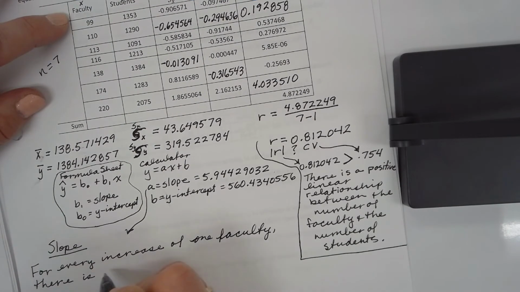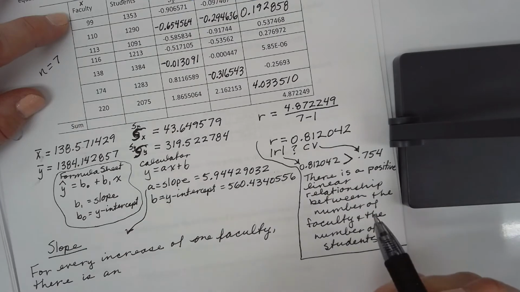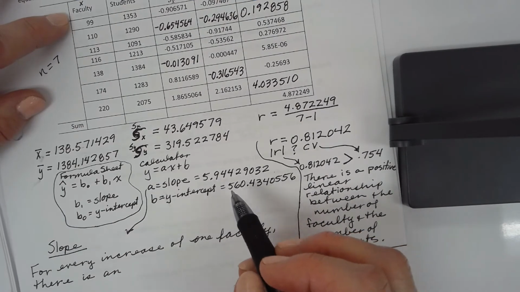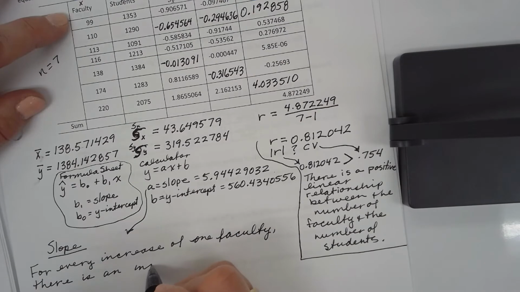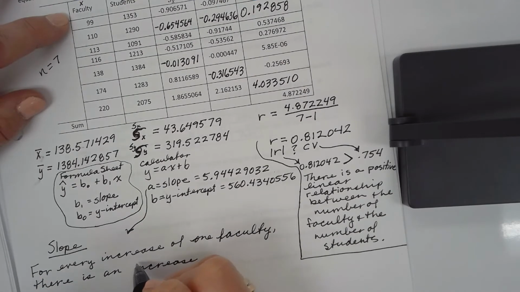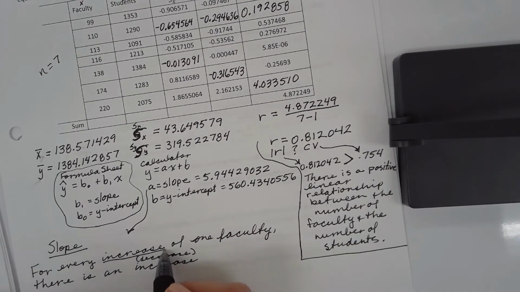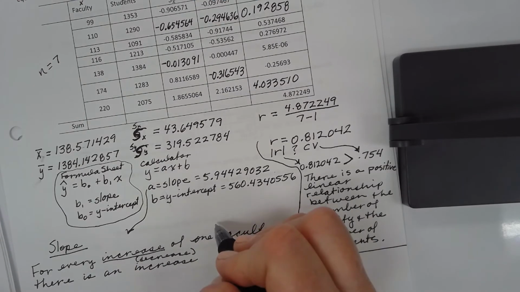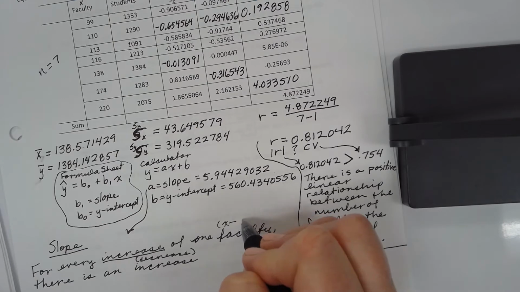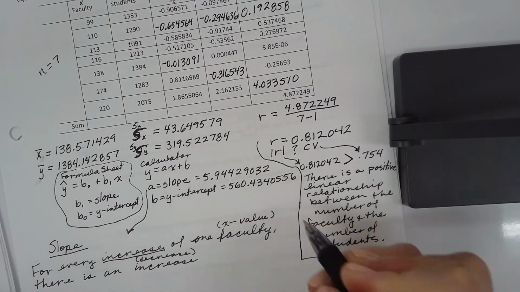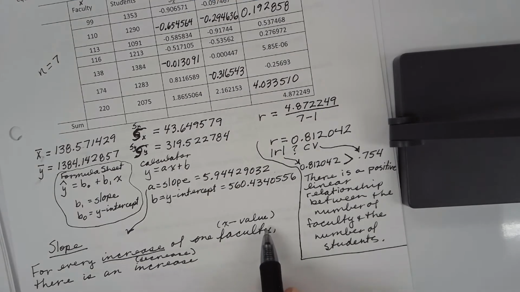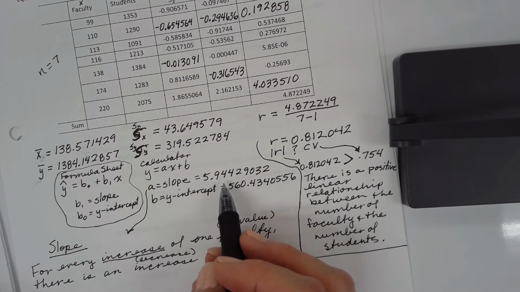there is an increase. Because the slope is positive, it's an increase. If the slope is negative, it's a decrease. So there is an increase. I'm going to go ahead and put in parentheses decrease, just because that could change. Okay, this always stays positive. It's always an increase in the x value. This is of one x value. Okay, so for every increase of one x value, there is an increase or decrease, and that depends on whether the slope is positive or negative.